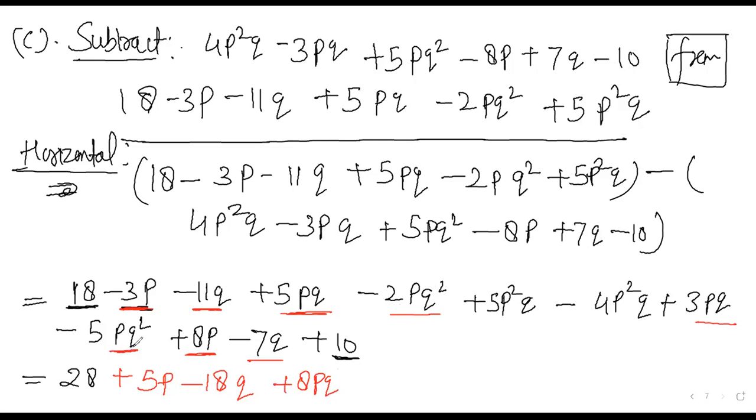pq square, pq square. Both having minus signs, they will be added: minus 7pq square. And p square q, 5 minus 4 because they have opposite signs, so this will be only p square q because 5 minus 4 is 1. And I think we are done. So this is the answer for this question.